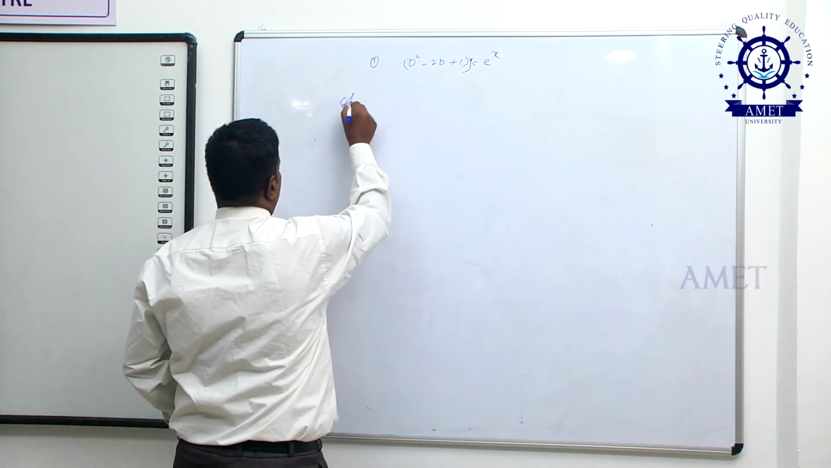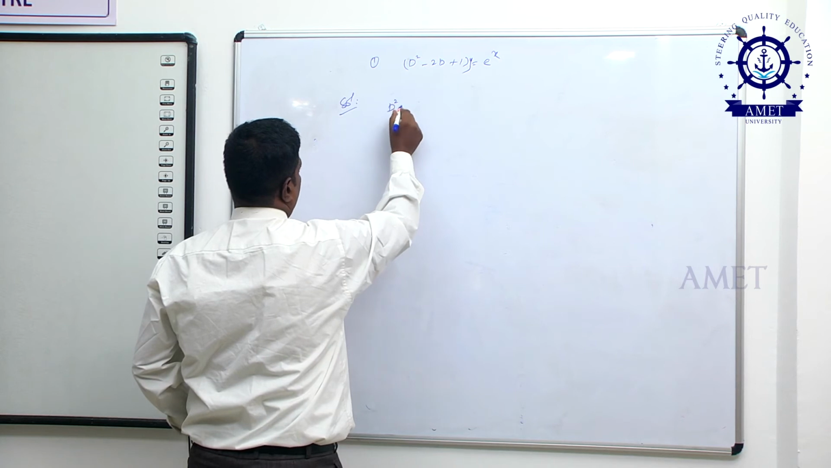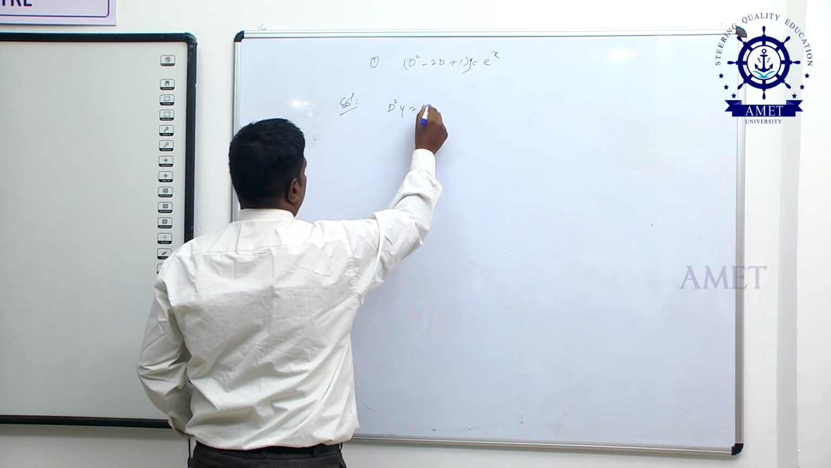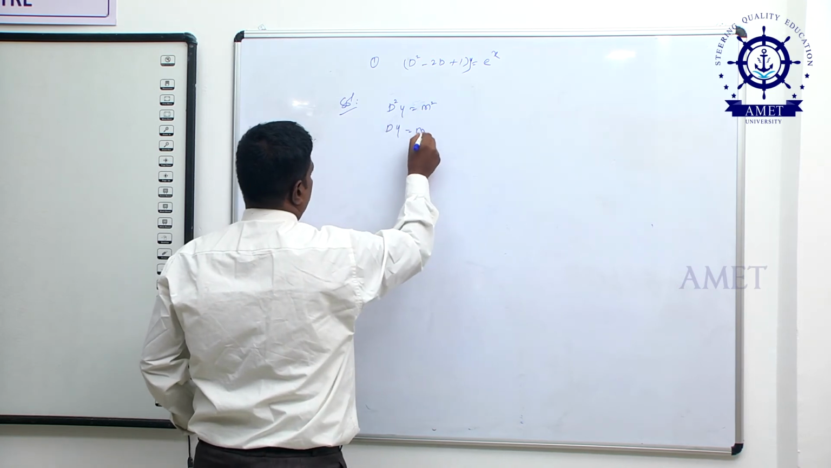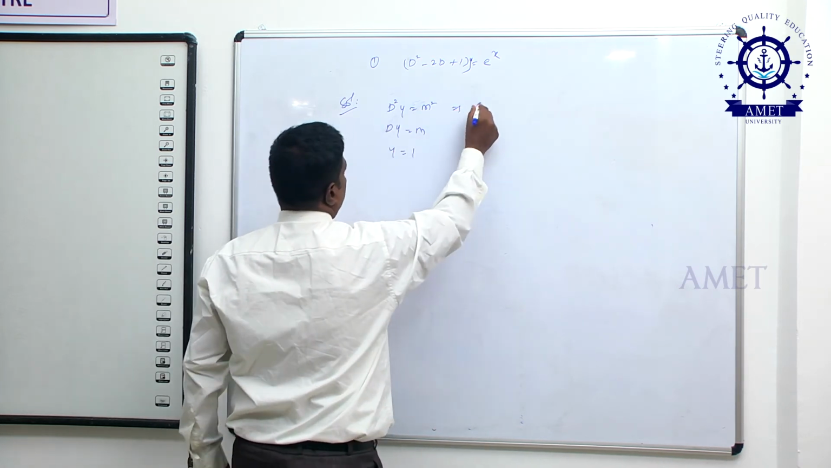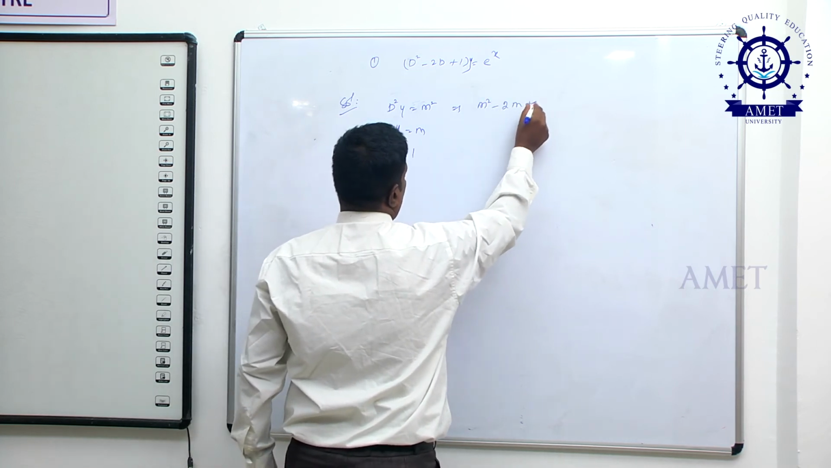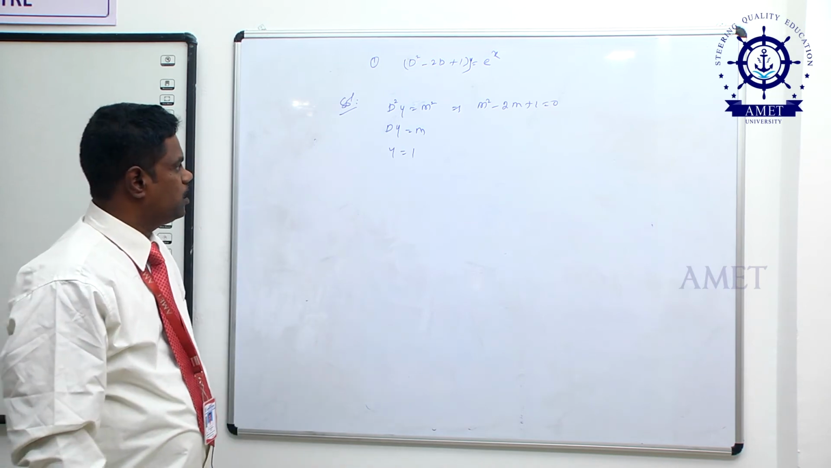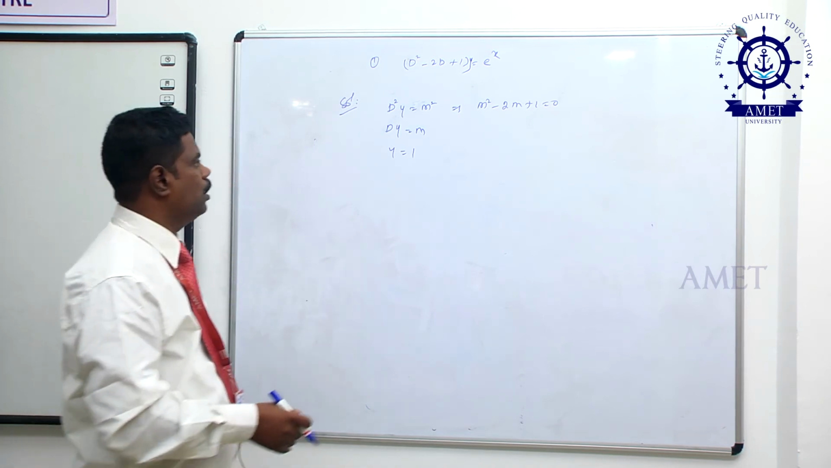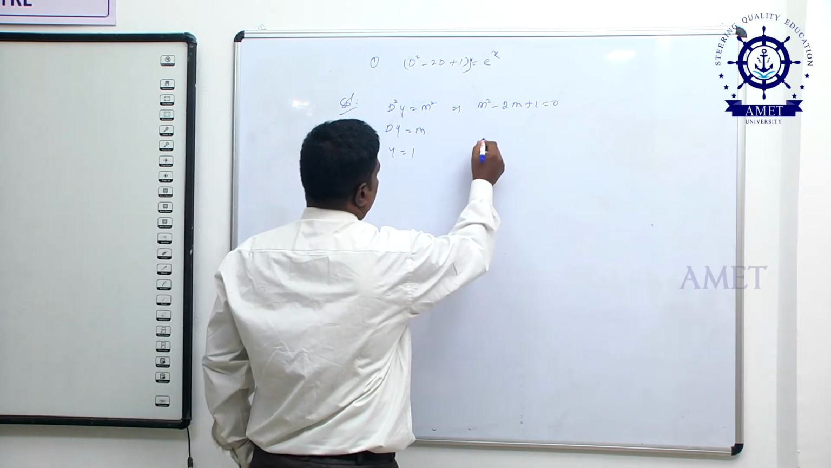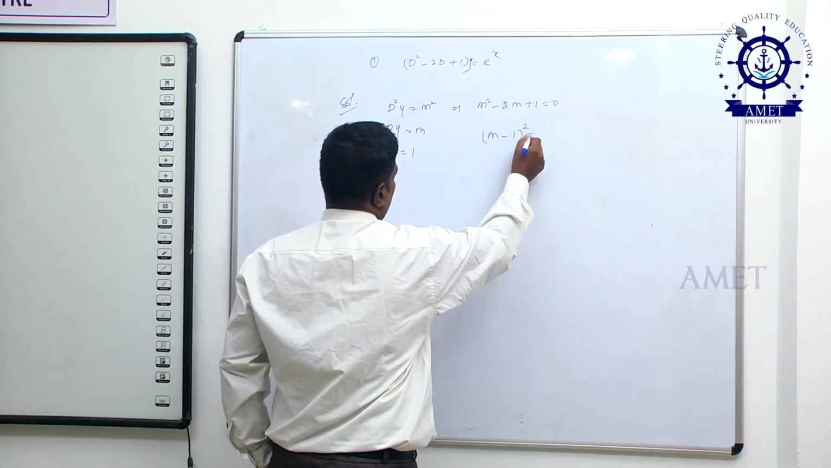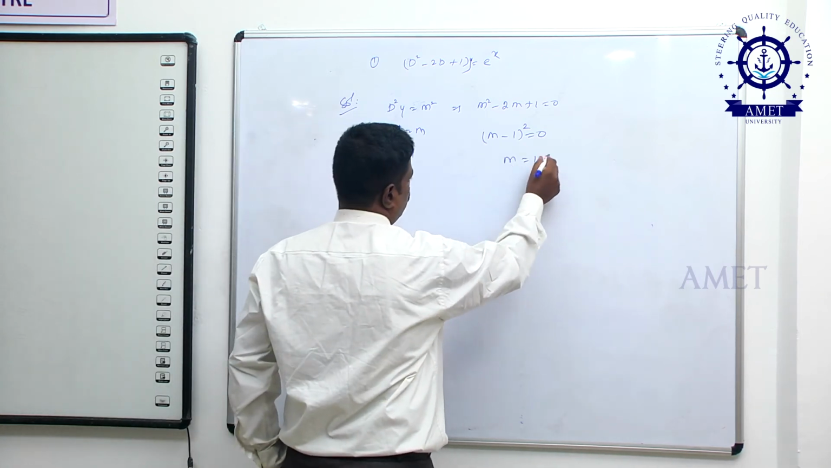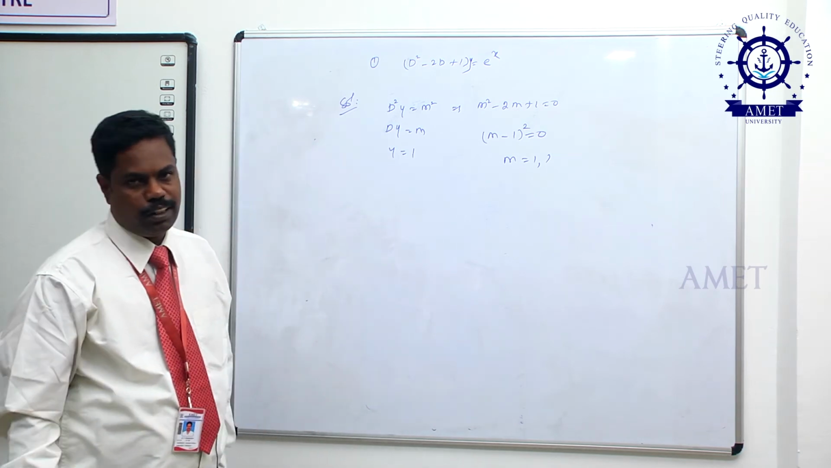Now as usual, write the auxiliary equation: D squared y equal to m squared, Dy equal to m, and y equal to 1, which gives m squared minus 2m plus 1 equal to 0. While writing the auxiliary equation, assume the right hand side is equal to 0, as we already said. Now this is m minus 1 whole squared equal to 0, which means m equals 1, 1. There are two roots which are equal.